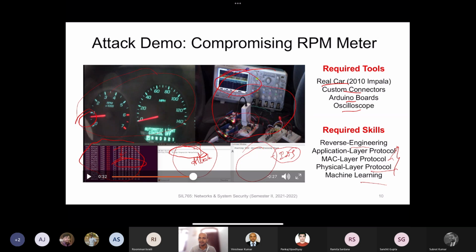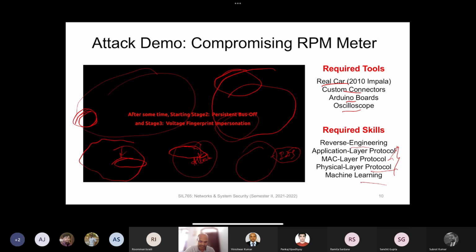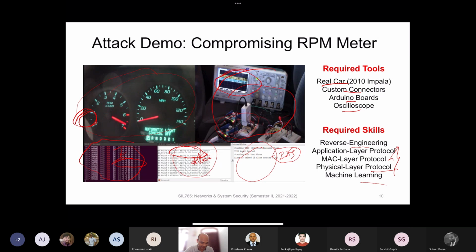So it is trying to learn the fingerprint of all the different ECUs which are connected to the bus. In that phase you still see 700 revolutions per minute, so no visible change is shown during the first part of the attack, the training set poisoning part.